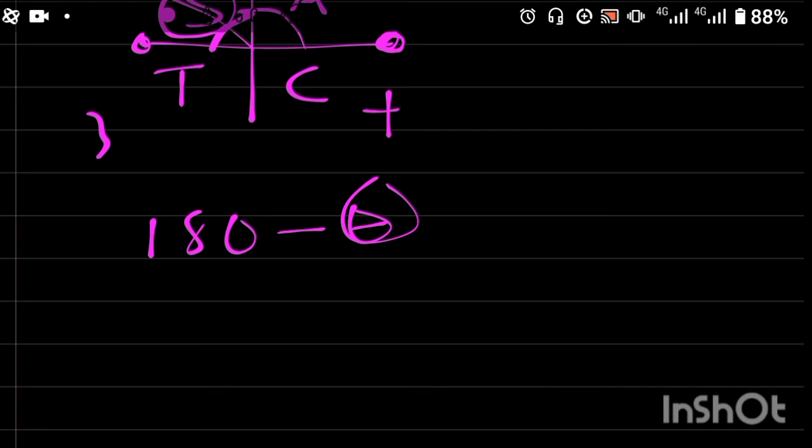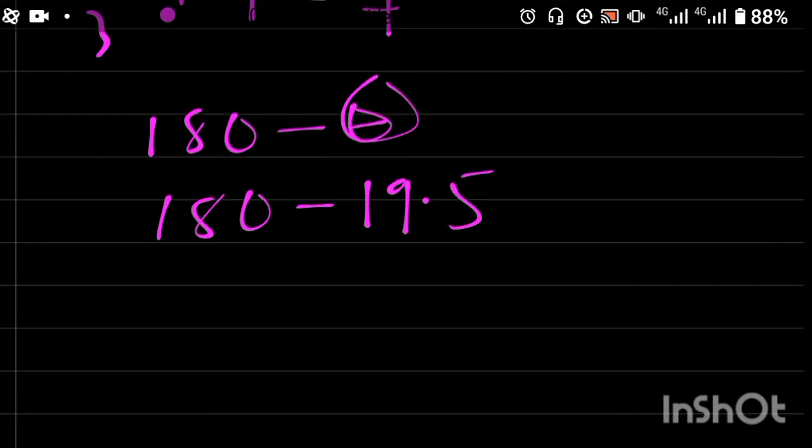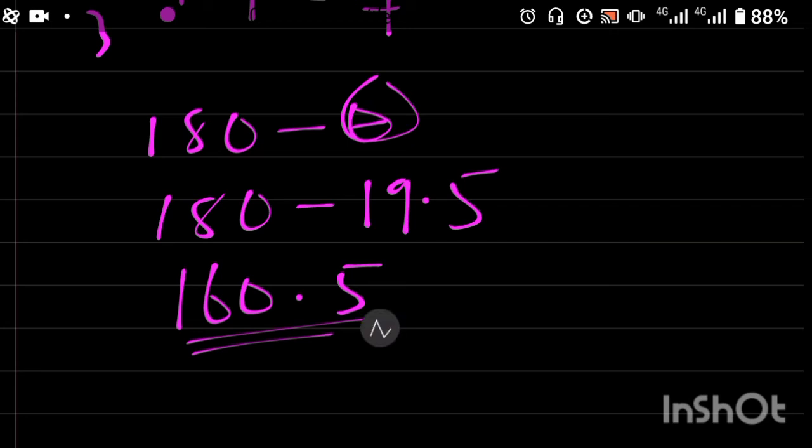Therefore, the value of theta that will still satisfy this expression is going to be 180 minus 19.5. So what is 180 minus 19.5? I'm going to have 160.5. So the values of theta that satisfy these conditions are 19.5 and 160.5 degrees. Now let's check the value of sine 160.5 and 19.5.